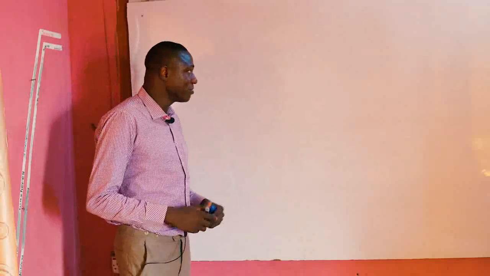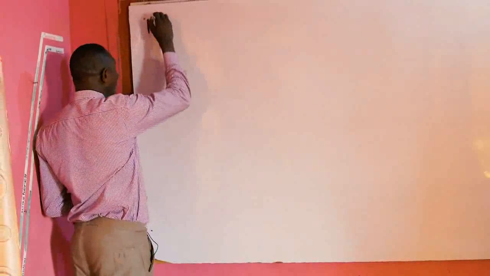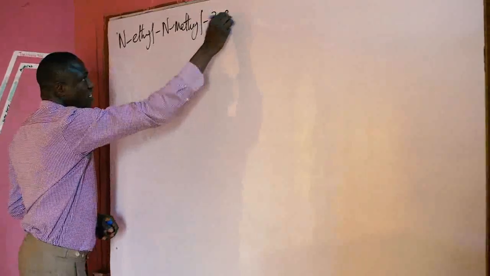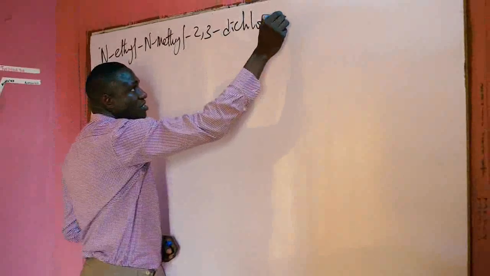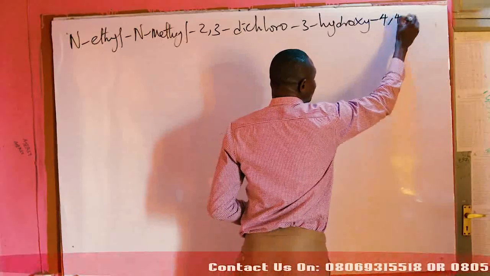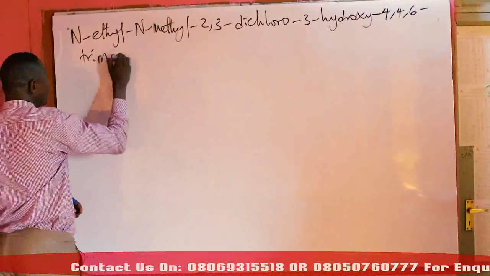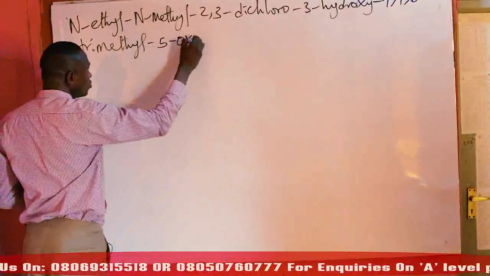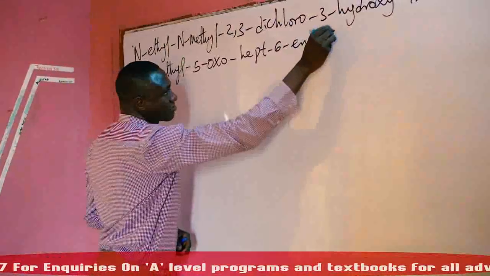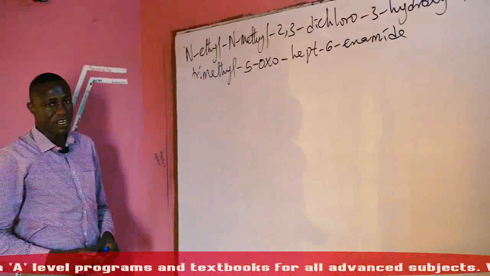Today, I want us to first look at the situation whereby you are given the name of a compound and the examiner asks you to write the structural formula of such compound. How will you go about it? Let us take an instance where you have a compound of N-ethyl, N-methyl, 2,3-dichloro, 3-hydroxy, and assuming we have 4,4,6-trimethyl, 5-oxo, hept, 6-enamide. How will you write the structural formula of this organic compound?